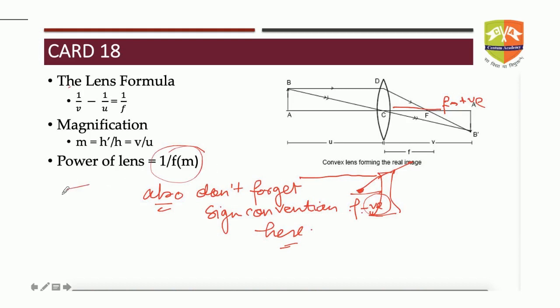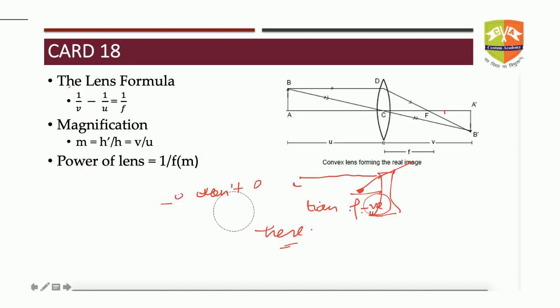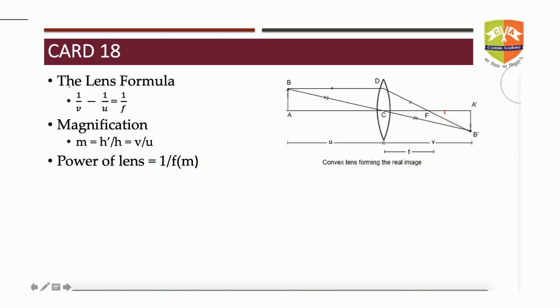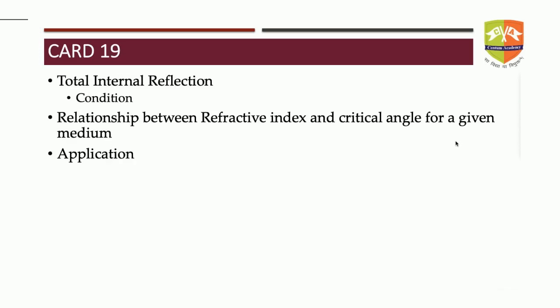If the angle is more than 90 degrees, it is going into another medium. This is not a possible case. So it is only possible when the light rays go from denser to rarer medium, because total internal reflection is a condition when the angle of refraction becomes 90 degrees, or the refracted ray is parallel to the surface.